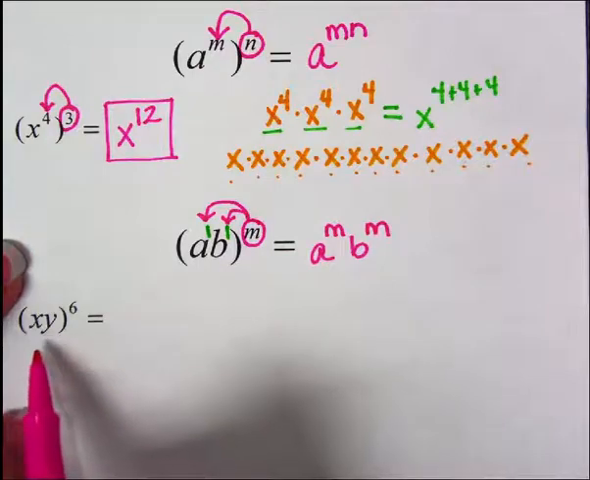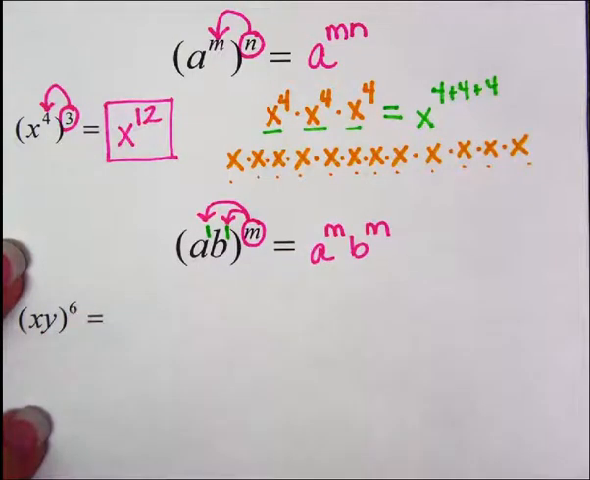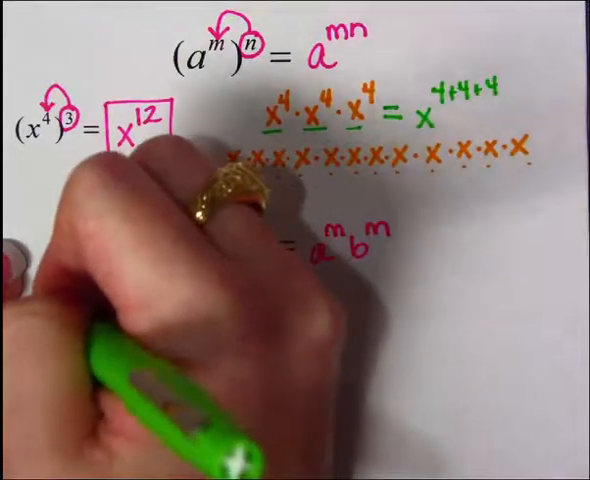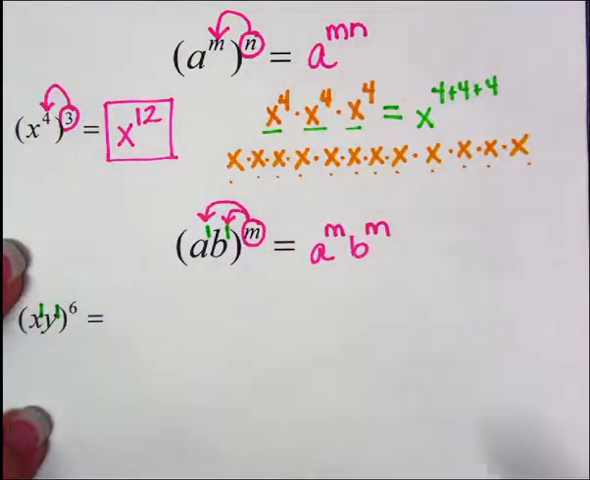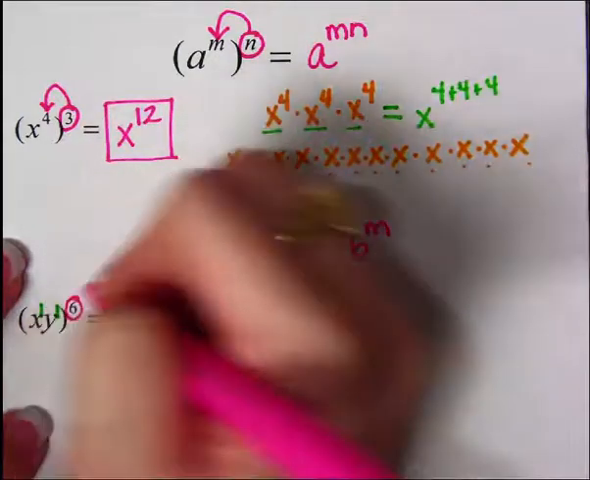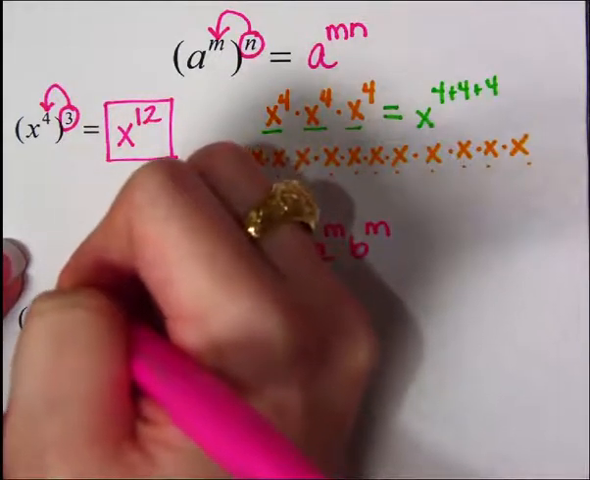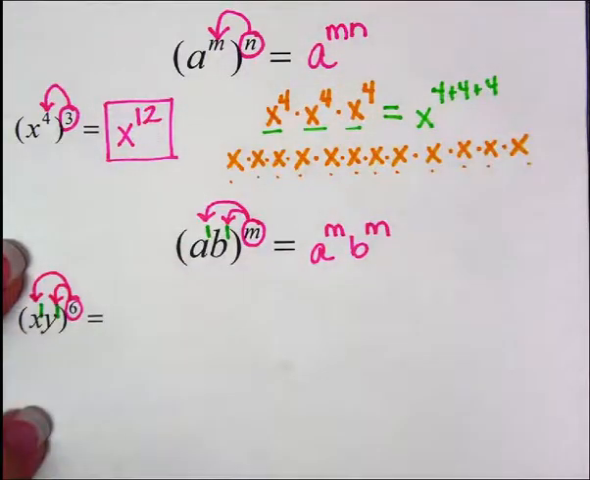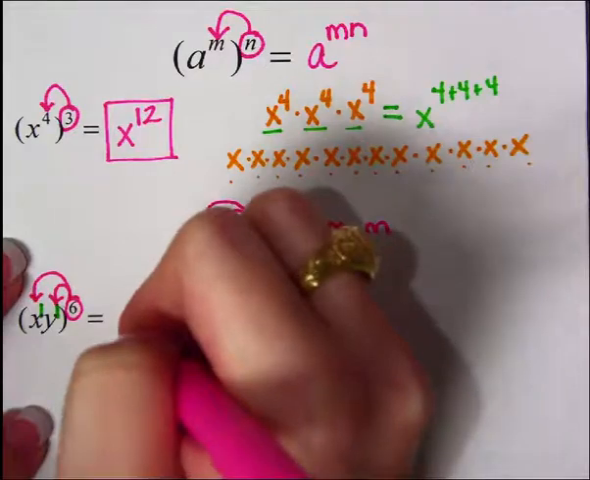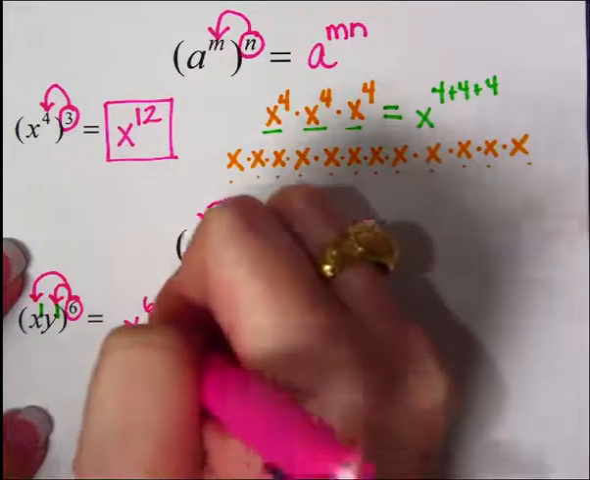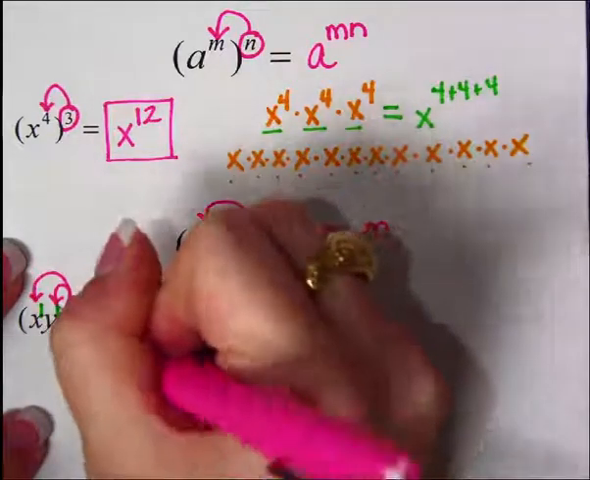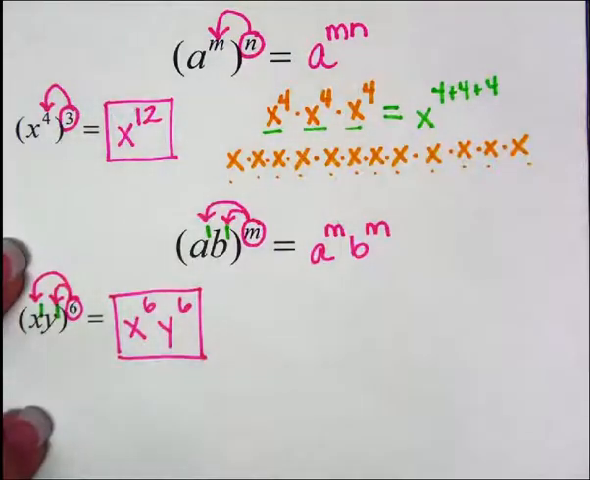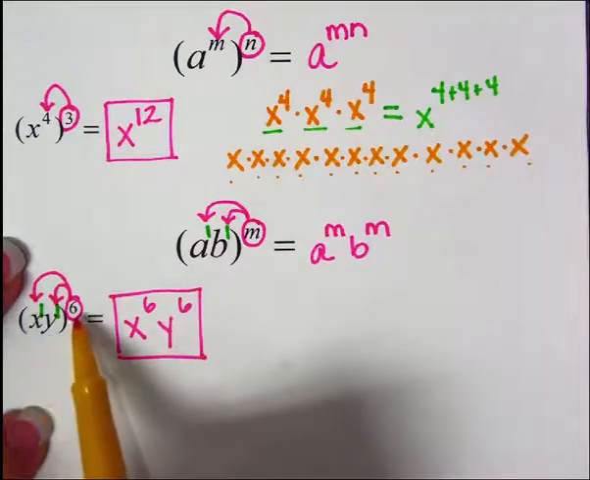So if we look at our example, I have xy raised to the 6th power. So again, when I don't see an exponent, it's understood to be 1, so I'm going to stick those 1s on my x and my y, and then take the 6 and distribute, which means multiply. So multiply it by the 1 that's attached to the y, multiply it by the 1 that's attached to the x, so I get x to the 6th, y to the 6th. And that's my answer.